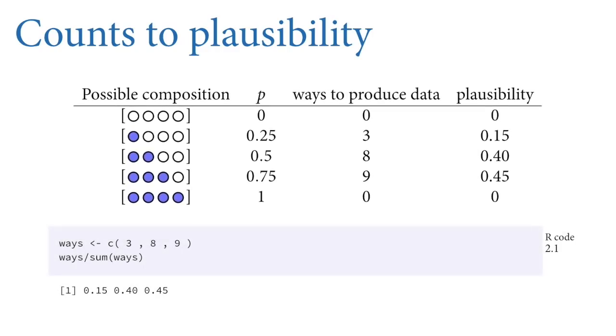Here I can show you in code what that means. We just make a vector in R called ways, which contains the numbers 3, 8, and 9, and then I divide that by the sum of the vector, and that gives us the number shown on the right-hand column of the table, the plausibility column. These are 0.15, 0.4, 0.45. These are probabilities. I'm calling them plausibilities because that's their function in inference, but this is all probabilities are as well.